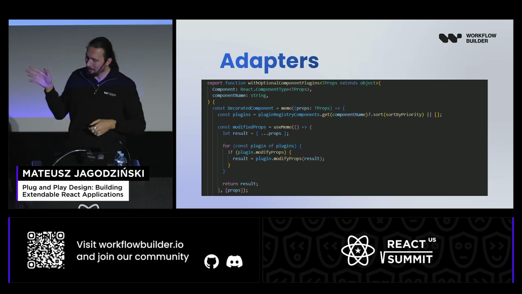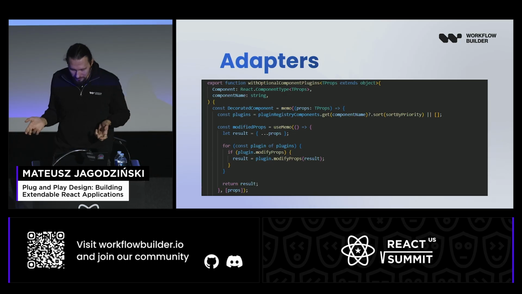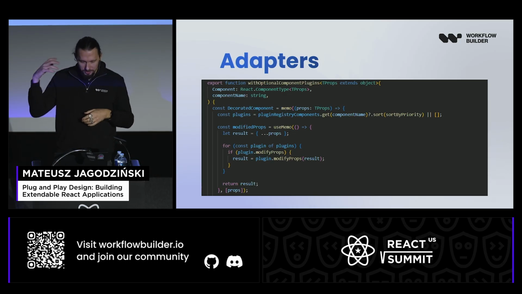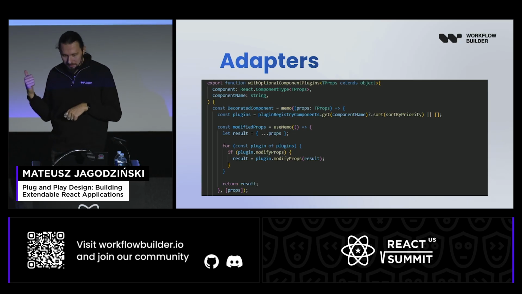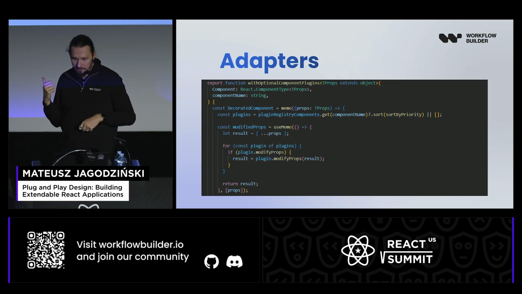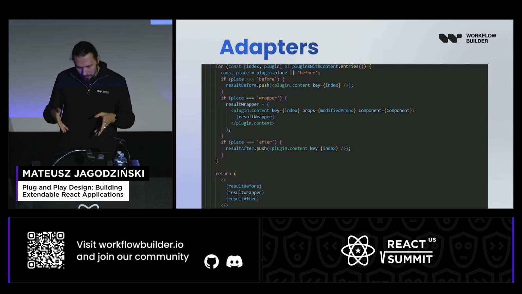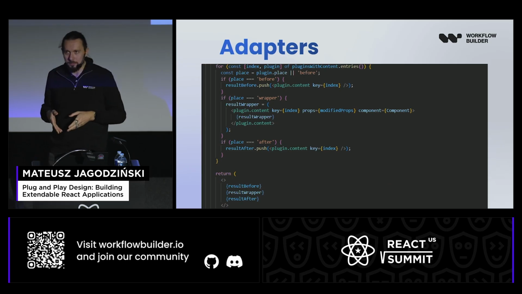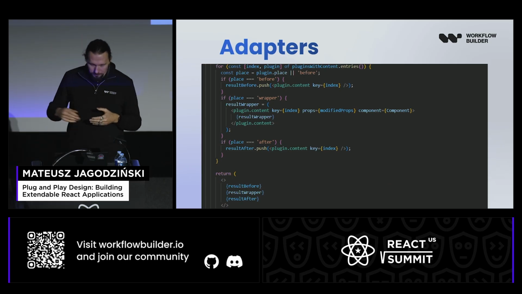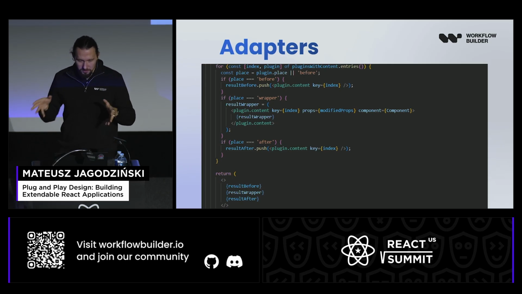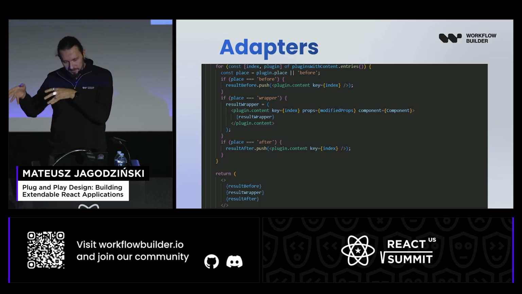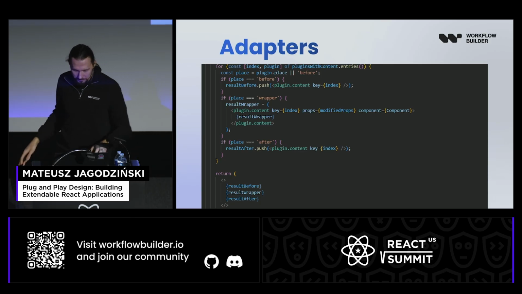It's a wrapper that allows us to wrap any React component with additional logic. The first piece allows us to modify props of any component. So we have a plugin that defines a function that modifies those props. The next thing we can do within this adapter is to insert a component before, after, or create a higher order component, another wrapper right around it, obviously together with those modified props. So this is a way to modify existing logic within the application, right?